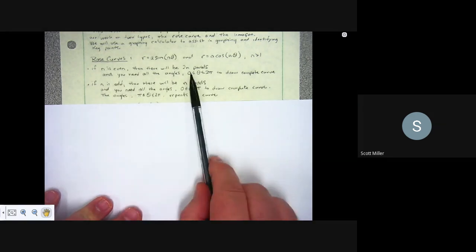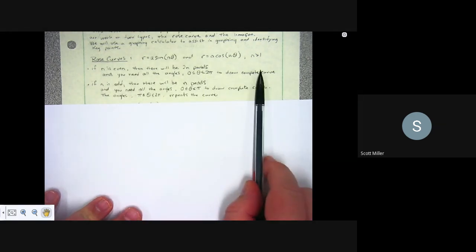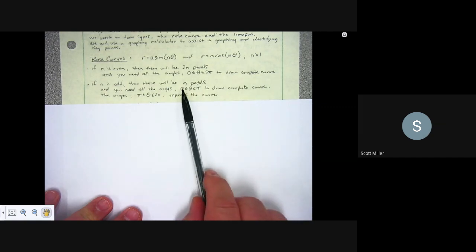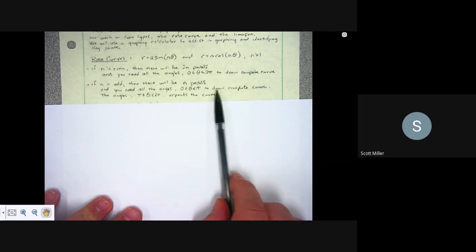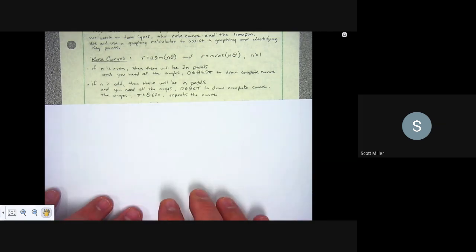If it's even, you're going to need all the angles between 0 and 2 pi to complete the drawing. But if it's odd, you only need the top half of the unit circle. So in other words, from 0 to pi. We'll draw the complete curve, and then the bottom half will just repeat the curve. So I'm going to show you how to do the rose curve and what we're looking for, and how I want you to present your information.